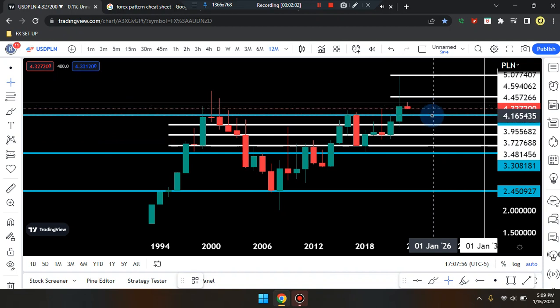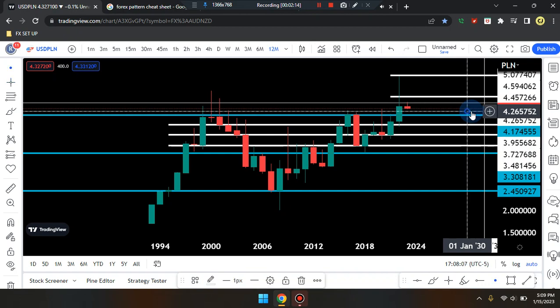If price drops down, it can head to that support line in blue at 4.1174555 before tagging the midpoint in that area at 4.265752.